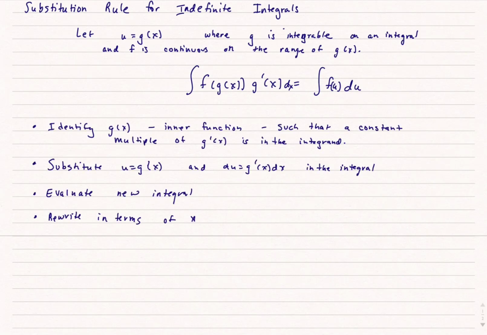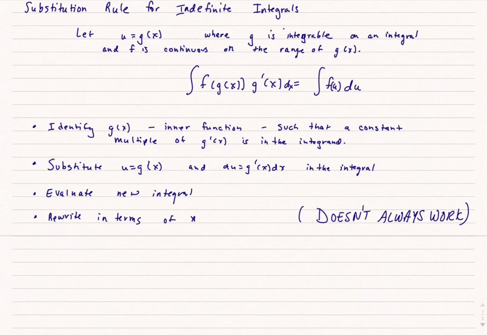Let's write this out in terms of steps. The first thing we need to do is identify that inner function g of x. And we need to pick that g of x such that a constant multiple of its derivative is in the integrand. We substitute u equals g of x and du equals g prime of x dx into the integral. We evaluate the new integral, and the last step is to rewrite things back in terms of x. Don't leave it in terms of u. This doesn't always work. Not all integrals will be able to be solved using substitution.